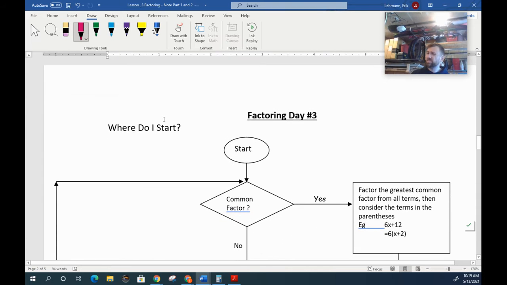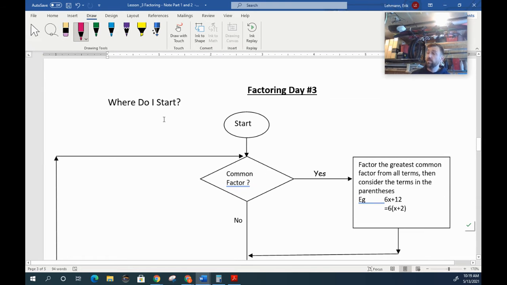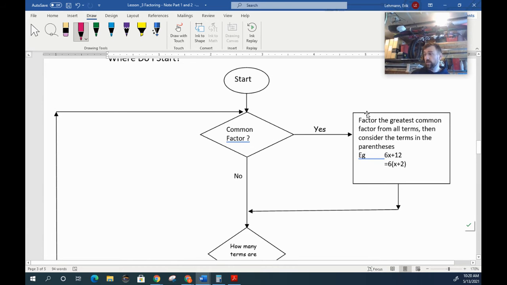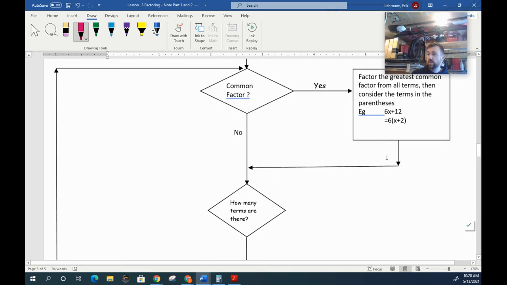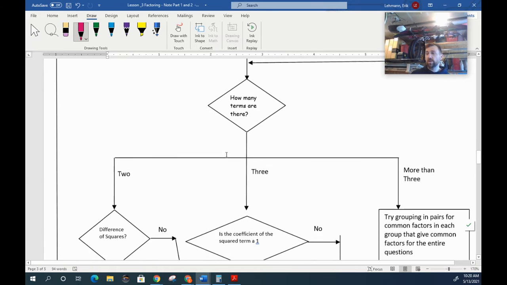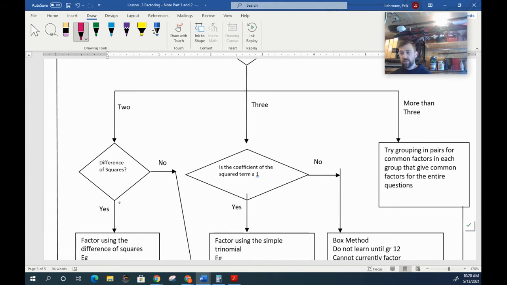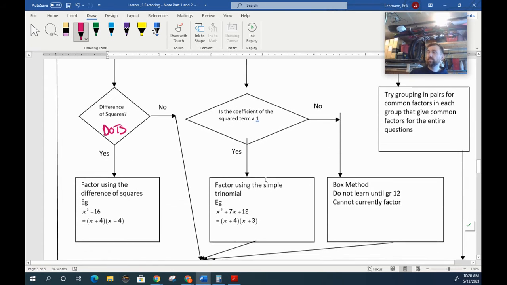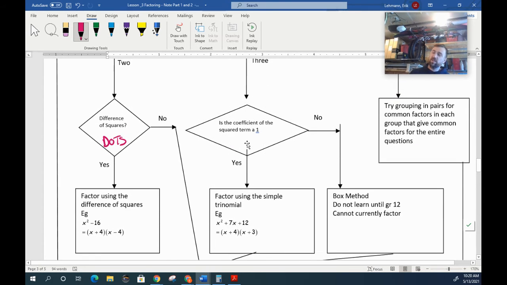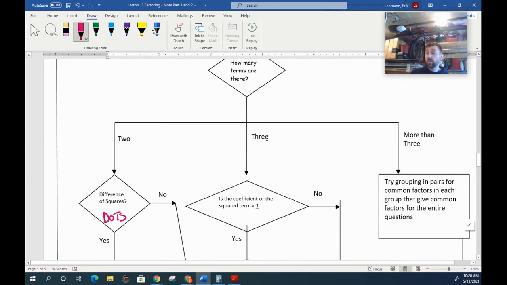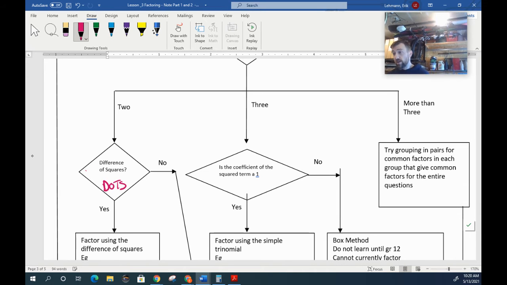Okay, moving on. I have a chart. If you like flowcharts and you want to know what to do, first step, common factor. Here's an example. Second step, how many terms are there? If there are 2, we look for a difference of squares. That's our DOTS. So if we have 2 terms, we look for DOTS. If we have 3 terms, we look for our simple trinomial factor.